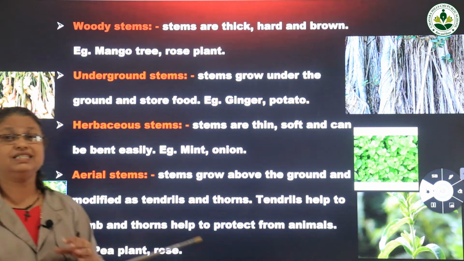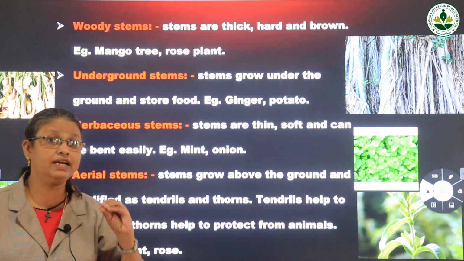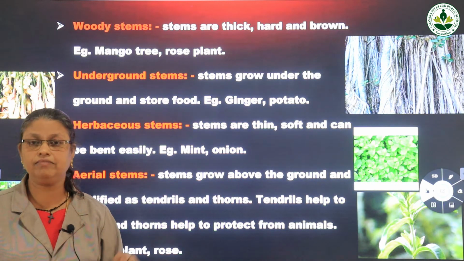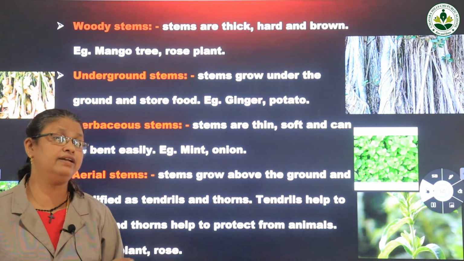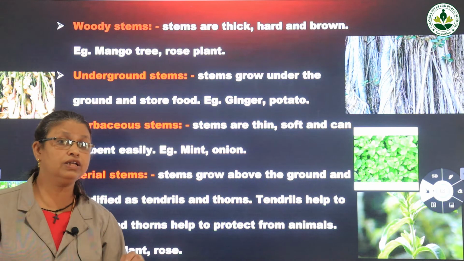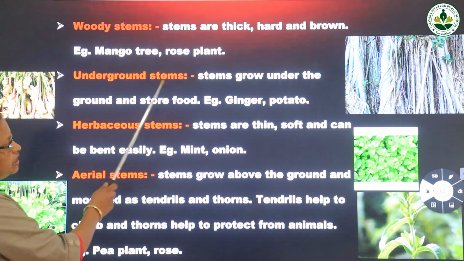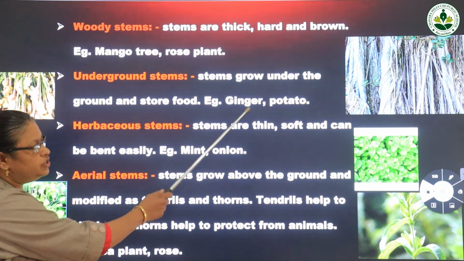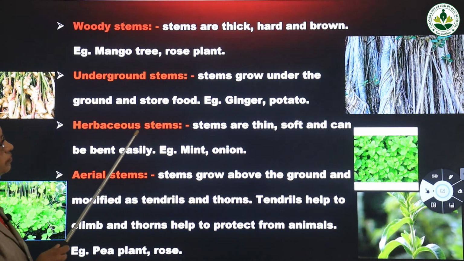Then the second one is underground stems. Some stems grow under the ground and they store food in the stems. For example, onion, ginger, potato. They grow below the soil and they store food. Okay, underground stems grow under the ground and they store food. For example, ginger and potato. See here the picture of ginger.